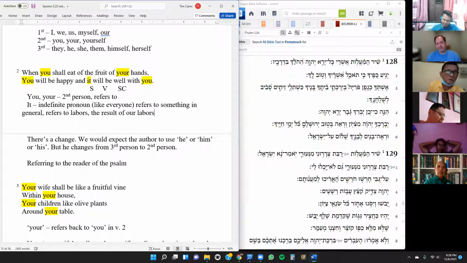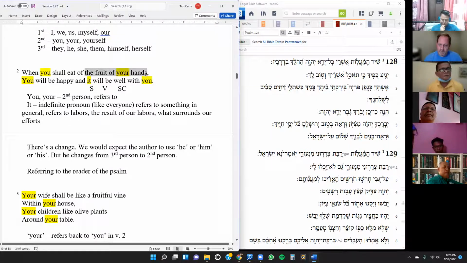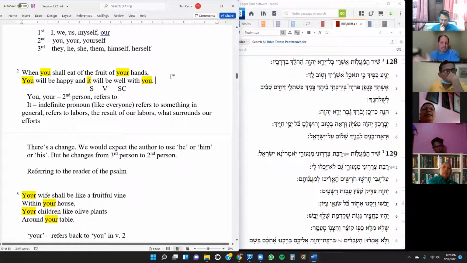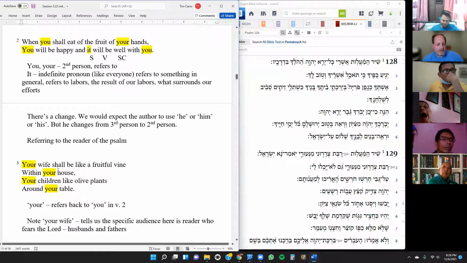Based on the connection within the verse, he's not just saying everything in life, but in the context, he is referring specifically to what surrounds our efforts. And here it could be the work in the field or just our work in general. He doesn't specify, he just says the fruit of your hands, which is an idiomatic expression for our efforts, our labor. And if you want to say in the home, there'll be no more fights with your wife or kids, you can make that application more.